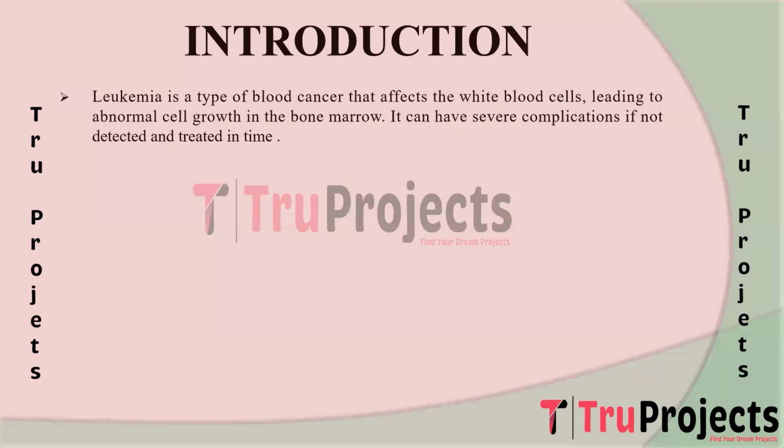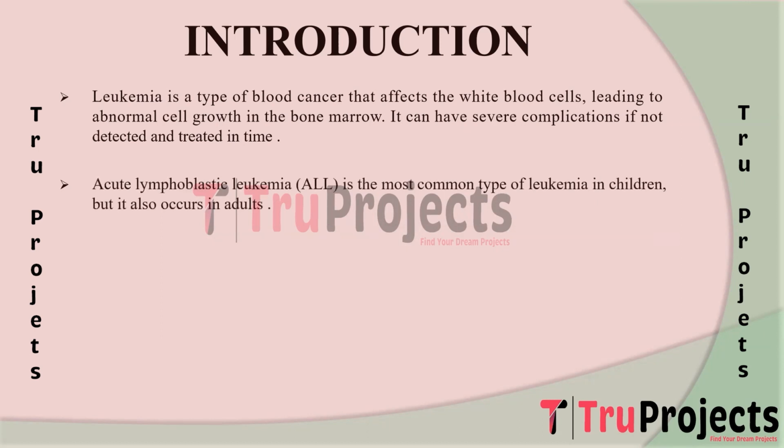Introduction. Leukemia is a form of blood cancer that specifically impacts white blood cells. It results in abnormal cell growth primarily occurring in the bone marrow. If undetected or untreated, leukemia can lead to severe complications due to the abnormal production and behavior of these cells within the bloodstream. Acute lymphoblastic leukemia stands out as the most prevalent form of leukemia in children, but it can also affect adults. This particular type of leukemia involves the rapid production of immature lymphocytes, a type of white blood cell, in the bone marrow.